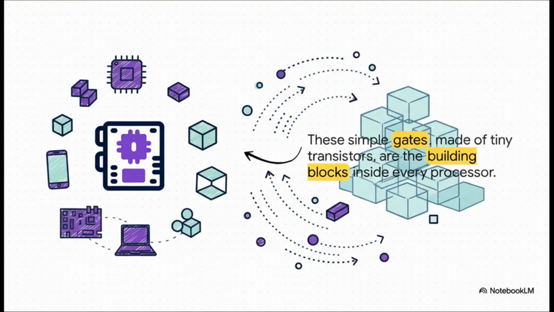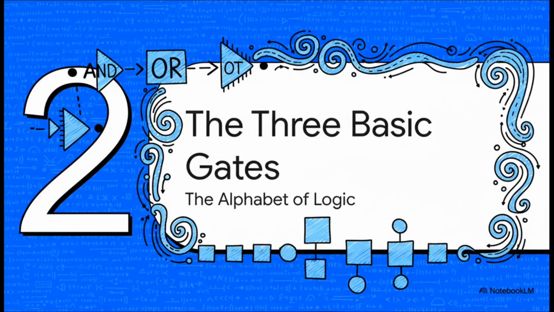And when we say building blocks, we mean that literally. Every single processor, every chip inside your phone or your computer is packed with billions of these little gates, and each one is its own tiny decision maker. So if we're going to learn this language that computers speak, we have to start with the alphabet. And it turns out there are 3 foundational gates that pretty much everything else is built on.